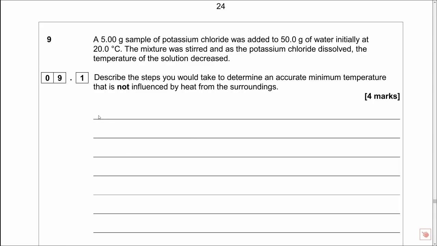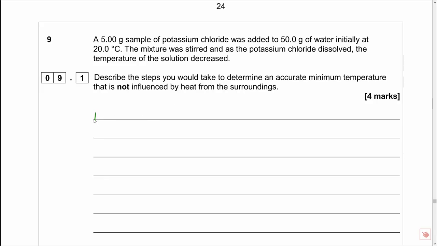So if it were me and I was telling the students to do this, I'd be getting them to measure their temperature of water for about 3 minutes, taking the temperature each minute. I'd be getting them to add the potassium chloride at, say, the fourth minute. I'd then get them to record the temperature for minute 5, 6, 7, 8, 9, 10, 11, 12, or whatever. Plot a graph, time against temperature, and extrapolate back.